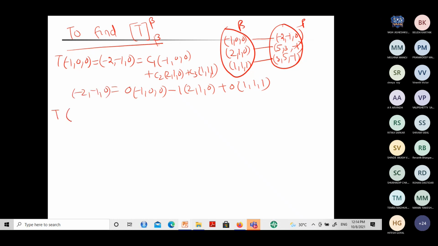Okay, then next T of (2, 1, 0) is (5, 3, -1). So that is C1 times (-1, 0, 0) plus C2 times (2, 1, 0) plus C3 times (1, 1, 1). Can you please solve this and tell me the values? Slowly you can do.